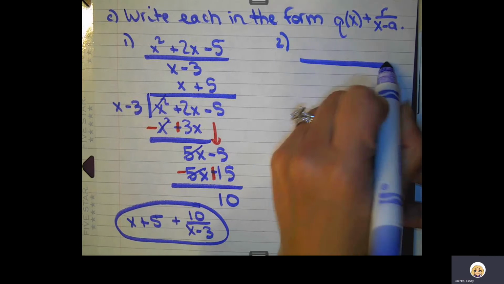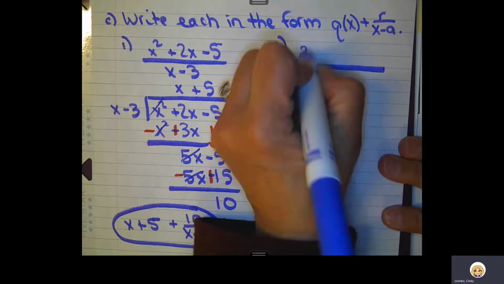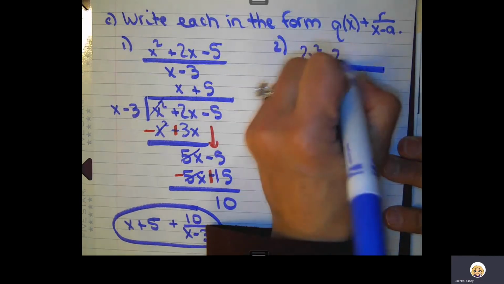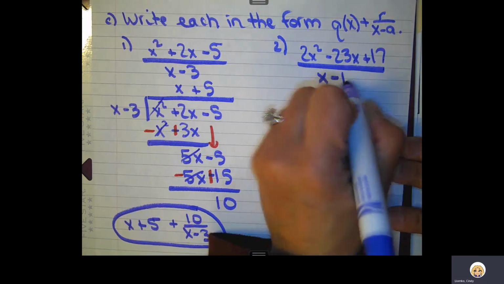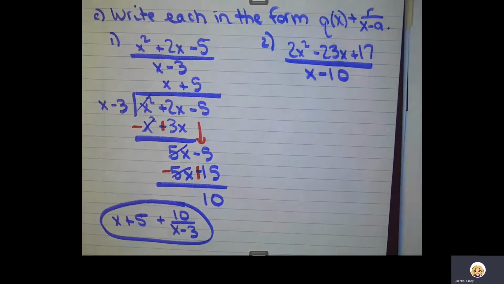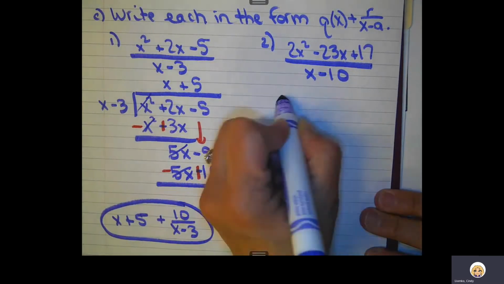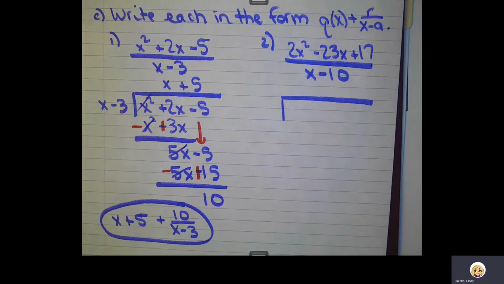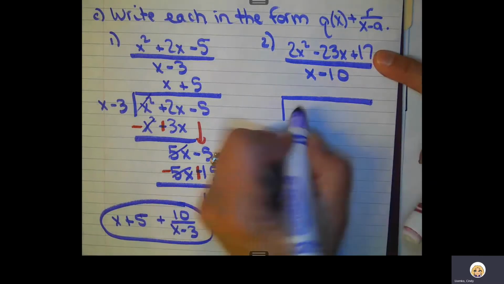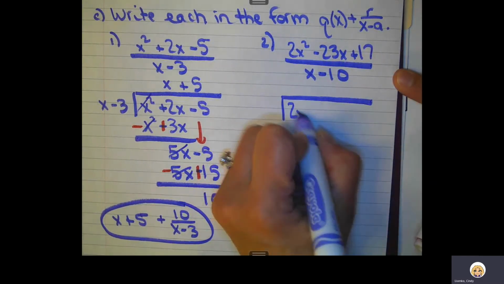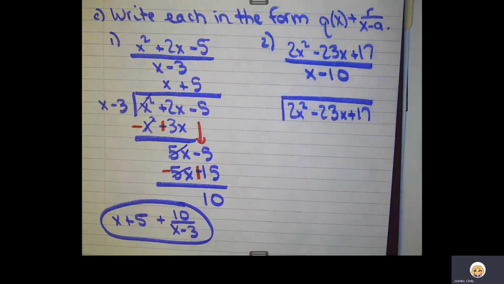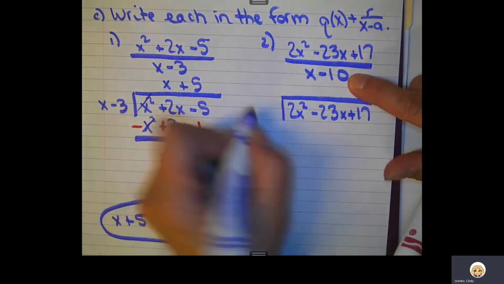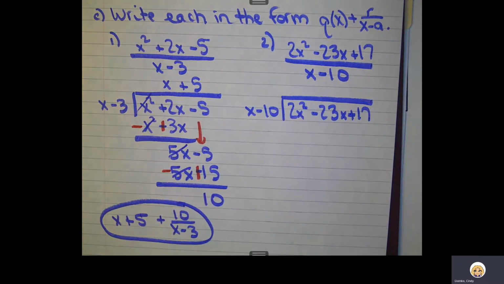Our fraction. On the top, we have 2x squared minus 23x plus 17. And underneath, we have x minus 10. So we're going to do long division and then write our answer in quotient remainder form. So here's my division sign. I'm going to put my polynomial from the top underneath. So I have 2x squared minus 23x plus 17. I'm going to divide it by x minus 10, so that goes in the front.